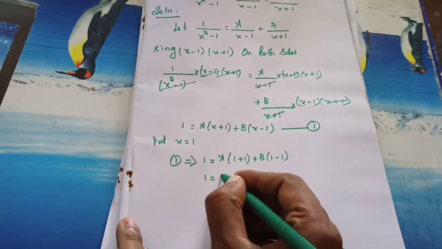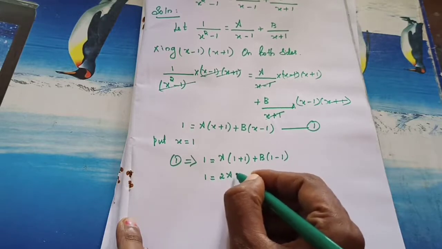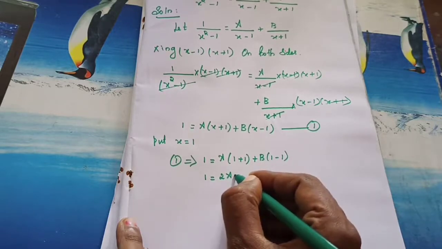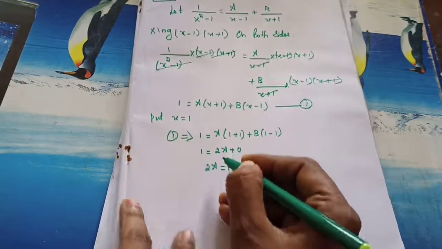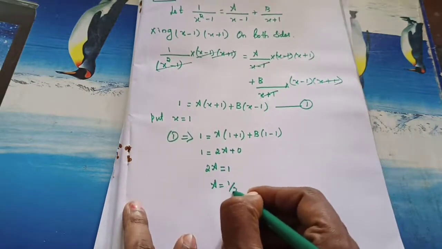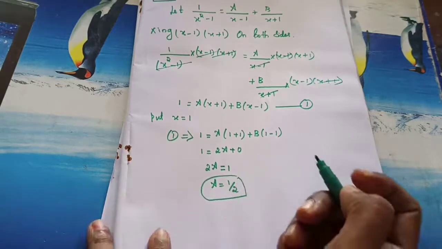So 1 is equal to 1 plus 1, that means 2a, plus b into 1 minus 1, that means plus 0. So how much will you get? 2a is equal to 1. a is equal to 1 by 2. Now you got the value of a.